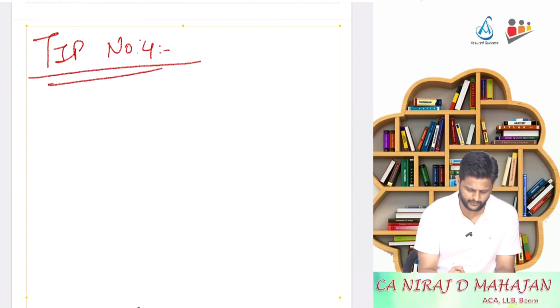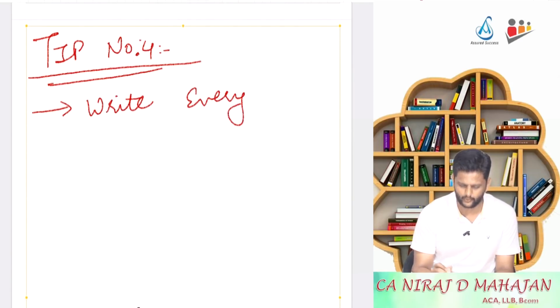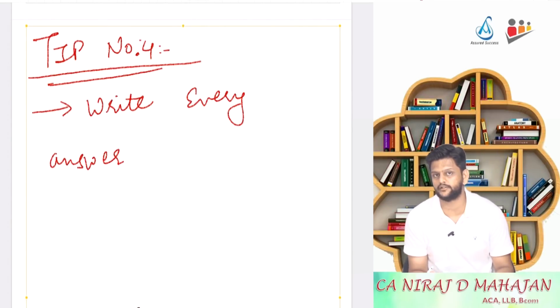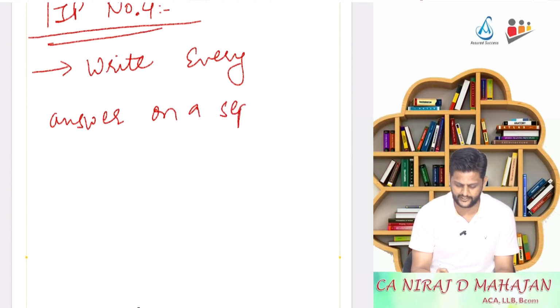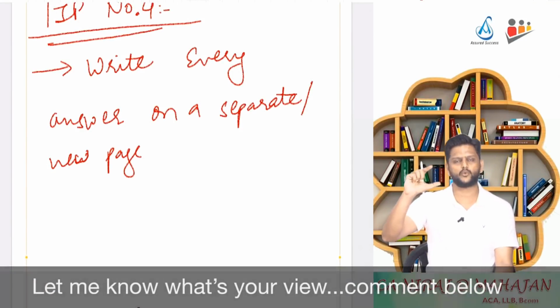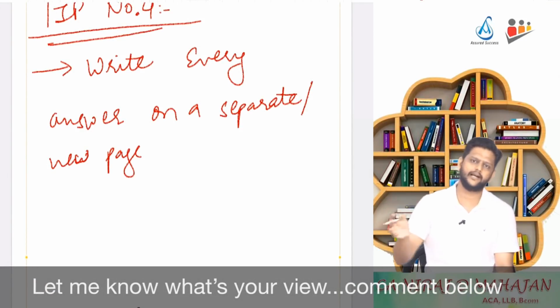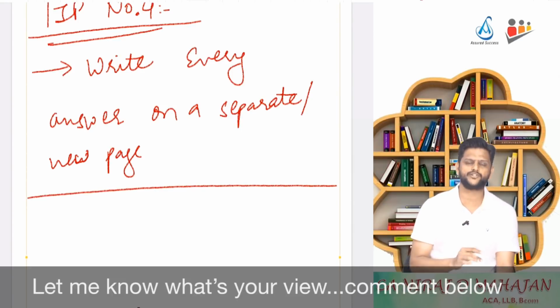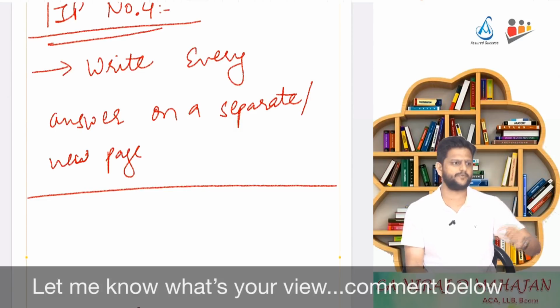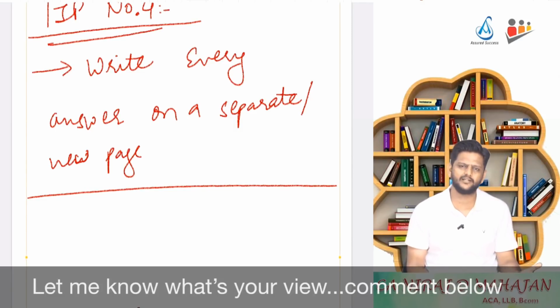Okay. Tip number 4, write every answer. What did I say? Every answer, even if it is a sub question, on a separate new page. See, one entire big question, the main question, you have to start on a new page, that is a rule. But I am talking of even the sub questions, because if half your answer is on this page and half on the next page, it is a little bit confusing, little irritating for the paper checker.